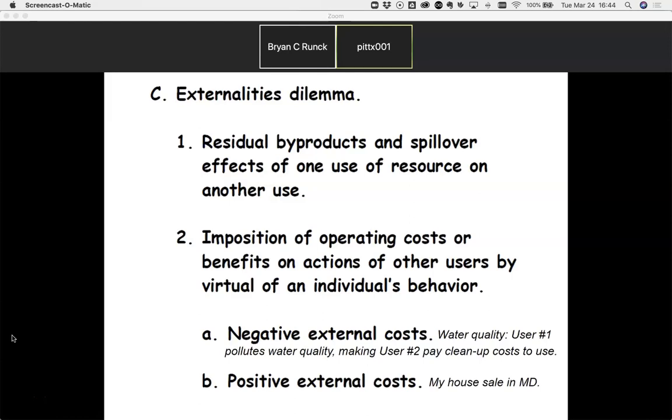We also can have positive externalities. And I was a very fortunate beneficiary of a positive externality. I bought a house in the mid-1970s in Maryland when I was teaching at the University of Maryland. And I sold it in the mid-80s for well over twice the value of the house. Well, obviously the value of the house goes up over time, but that value increase was very significant, and it was attributable to one factor.